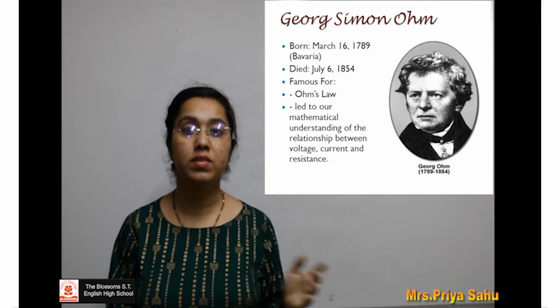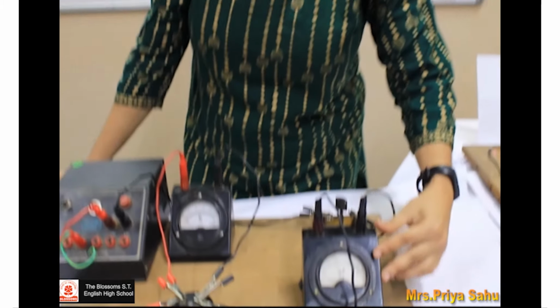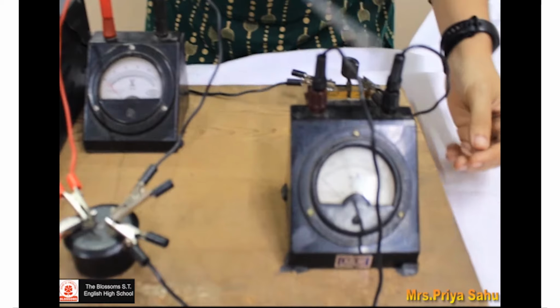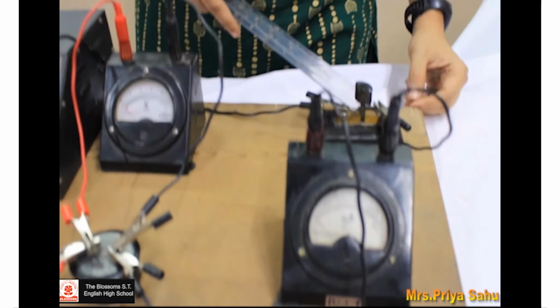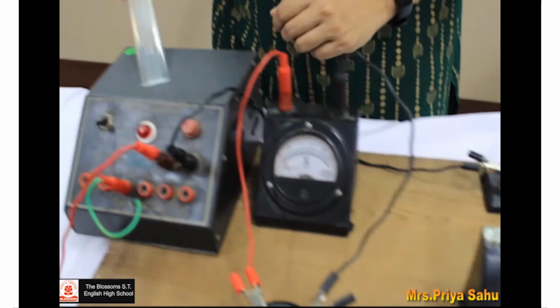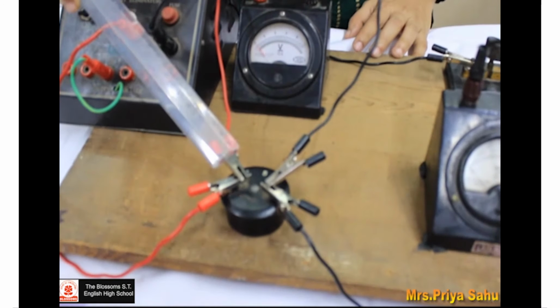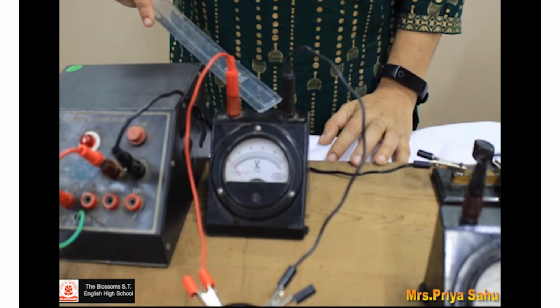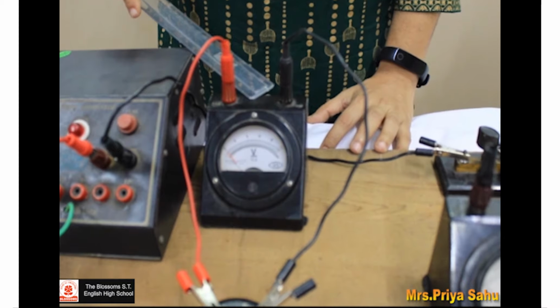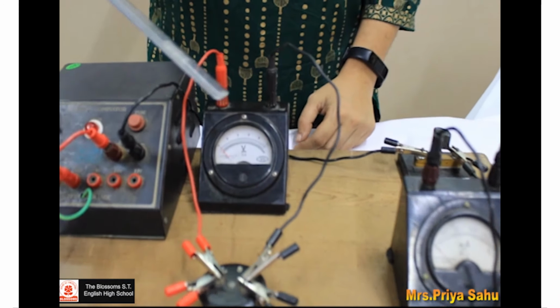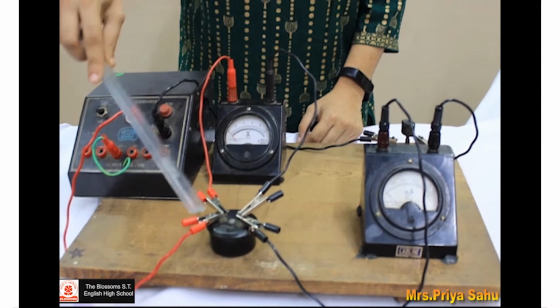Scientist. His full name is George Simon Ohm. Here is the setup for Ohm's circuit. This is the ammeter, which is used to measure current, a switch key, battery, resistor and voltmeter. The voltmeter is used to measure voltage, which is connected in parallel to the resistor across its terminals.